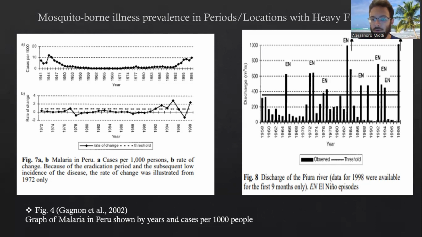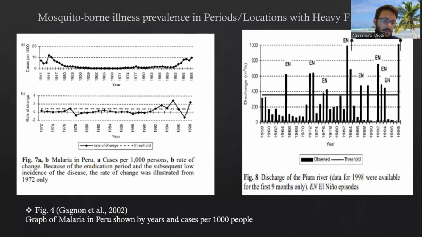So if we look at the graph on the right, we see that these El Nino years are bringing extreme flooding to this Piura River. And there's almost a positive trend, a positive slope that we can see there from 1958 through 1998. And this is similar to the slope that we see on graph A of figure 4. And what we can assume is that these El Nino years are causing overflow in these areas and bringing mosquitoes the perfect environment to proliferate and cause malaria to the population.